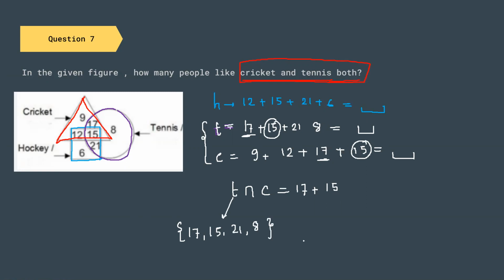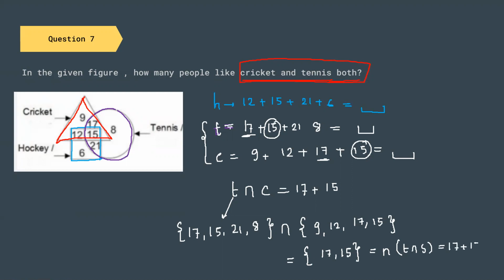It is for T intersection C. For cricket we have 9, 12, 17 and 15. By elementary set concept, if you make an intersection of these two sets, we will get 17 and 15. And if we do it like this, n of T and C, you are going to get 17 plus 15, that is 32, I guess. So this is our final answer.